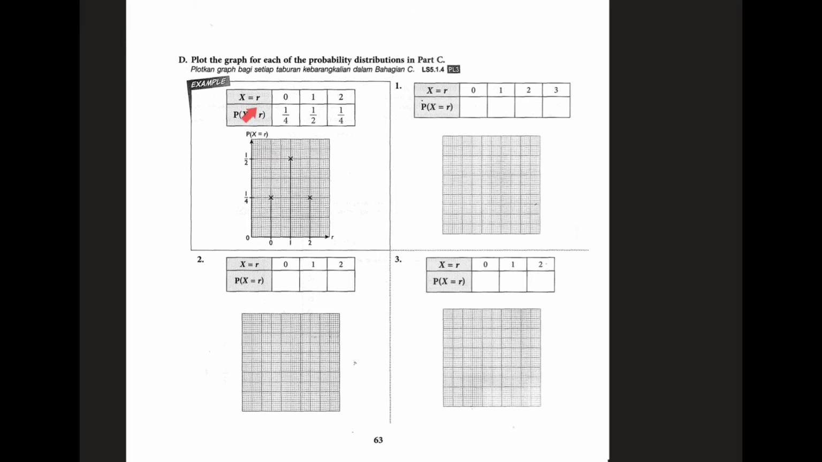I'm using x, by the way. I use capital X equal to small x. So if that's the case right here, you have to use small x. Okay, so that's for your information. If I use x, then the x-axis I label x.